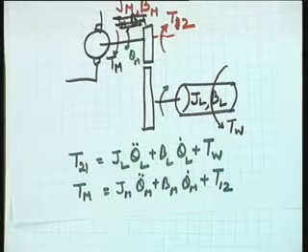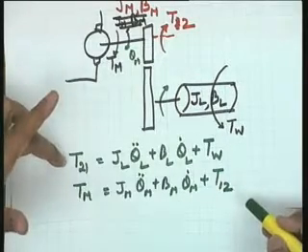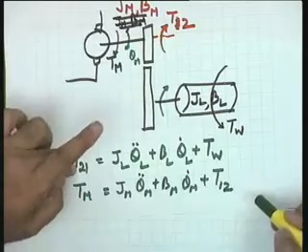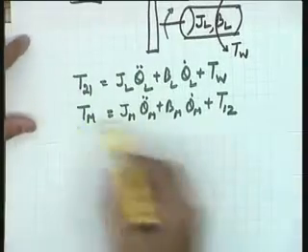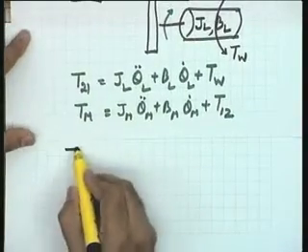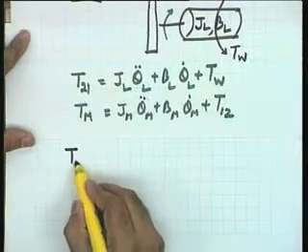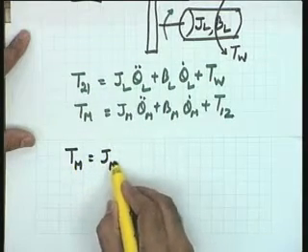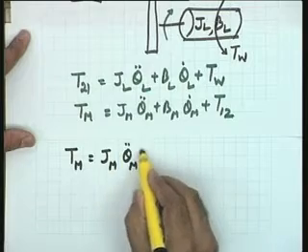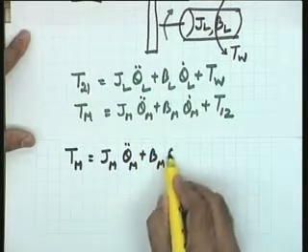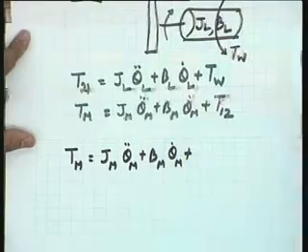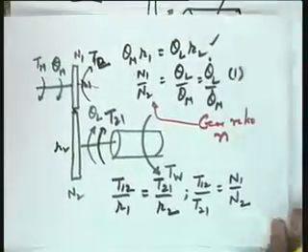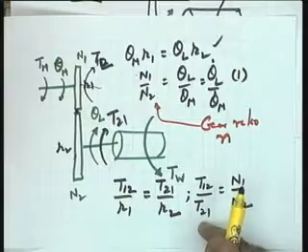Okay. Now you see that what I want to do is eliminate the variables T21 and T12. Help me in that. If I want to do that, let me retain these equations here. Eliminating the variables T21 and T12, I can write a very important expression that I am going to give you at this stage. Tm is equal to Jm theta m double dot plus Bm theta m dot plus, what is T12? T12, if you recall, is nothing but N1 by N2 into T21.